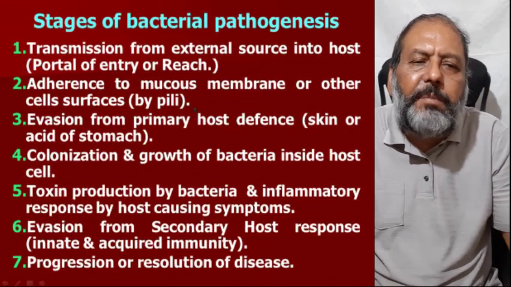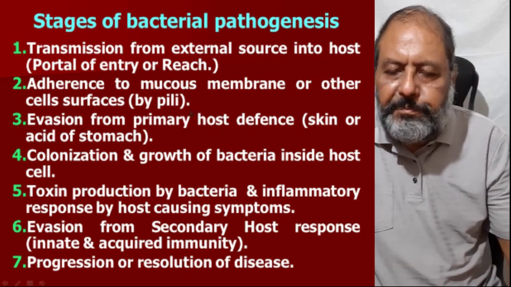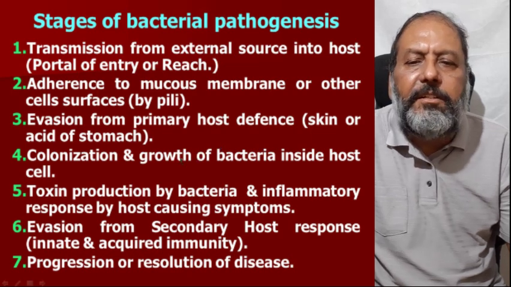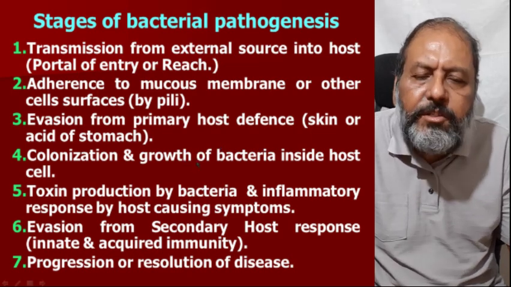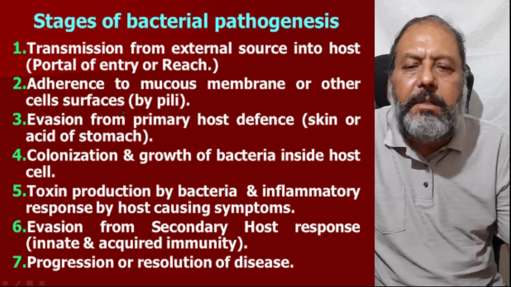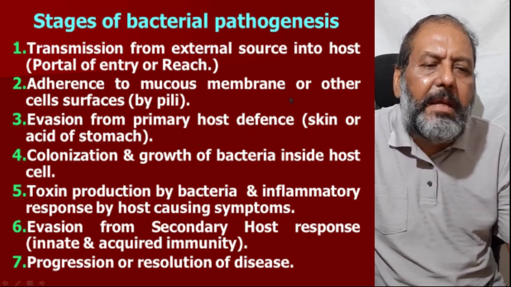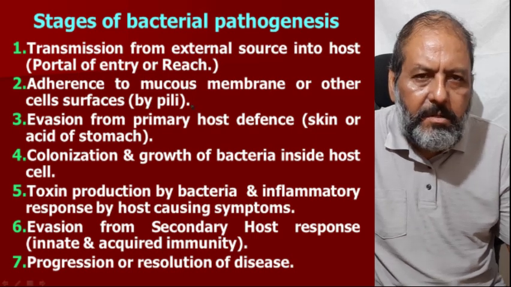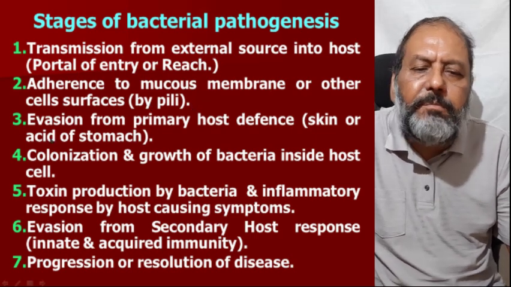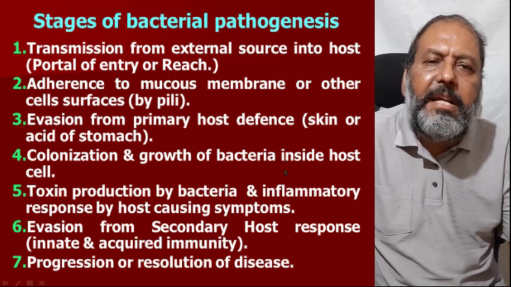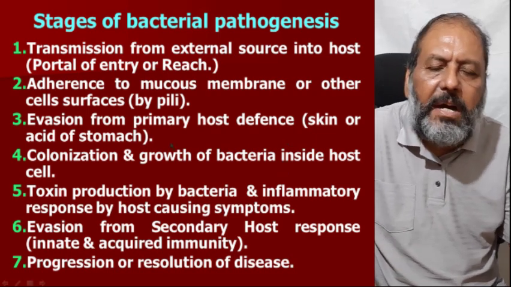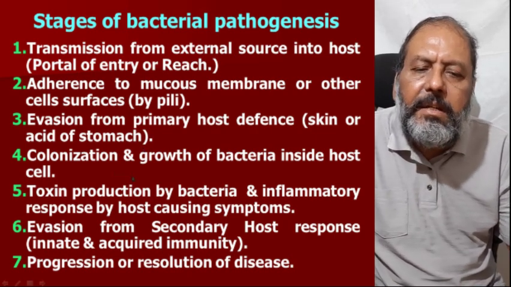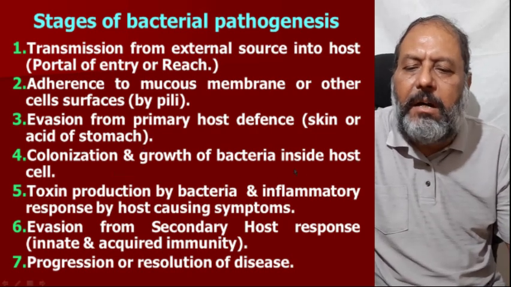Now, stages of the bacterial pathogenesis. These are: number one, transmission from the external source into the host, that is the portal of entry or reach to the host cell. Number two, adherence to the mucous membrane or the other cell surfaces by the pili of the bacteria. Number three, evasion from the primary host defense, skin or acid of the stomach, so that they can survive and cause infection. Number four, colonization and the growth of the bacteria inside the host cells.